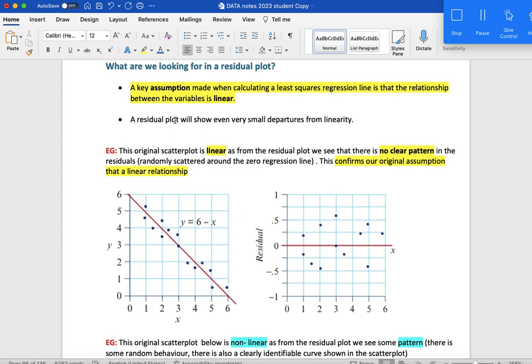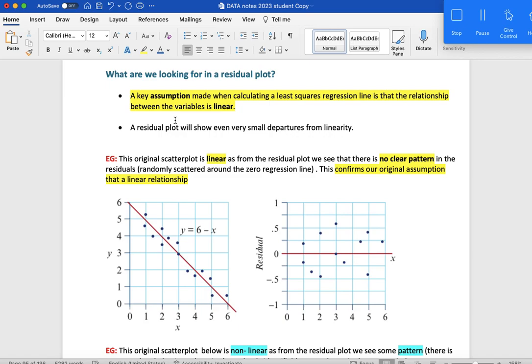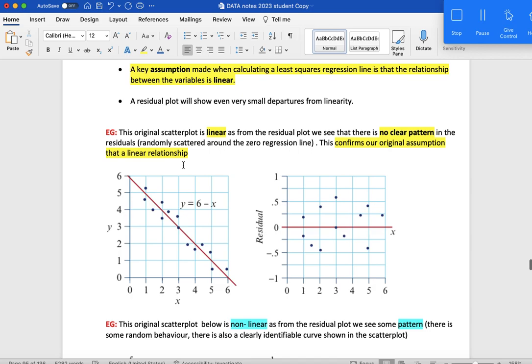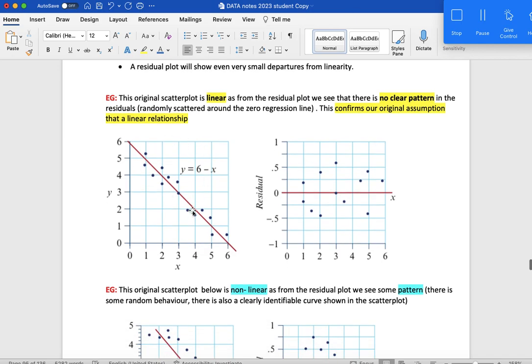So a key assumption made when calculating the equation was that it was linear. Now, if the original scatter plot is linear, in your residual plot, you'll see no pattern. So this is the original scatter plot here, and this is the residual plot next to it. And see how the dots in the residual plot are random. There's no pattern, they're everywhere. When that happens, you can say, yes, we were right, it was linear.